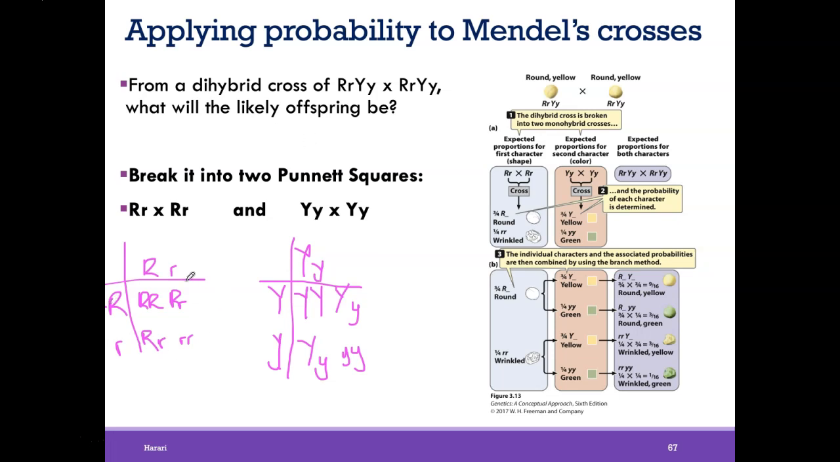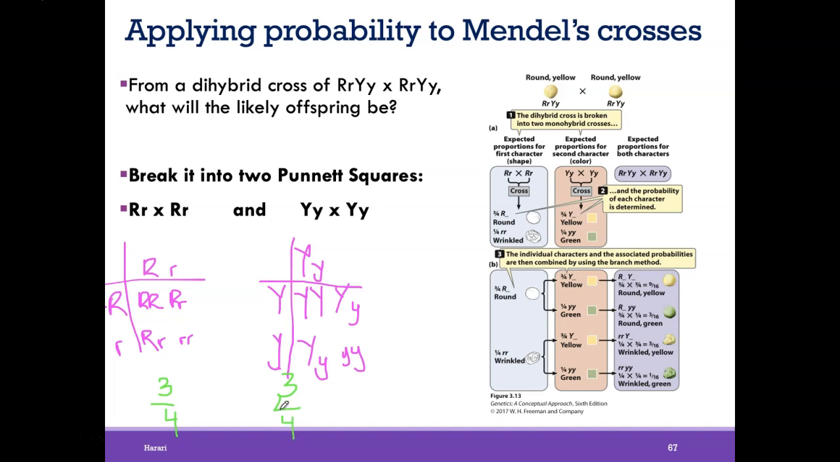So what is the chance of it being round? 1, 2, 3. 3 out of 4. 3 out of 4 will be round. How many will be yellow? 1, 2, 3. 3 out of 4 will be yellow.